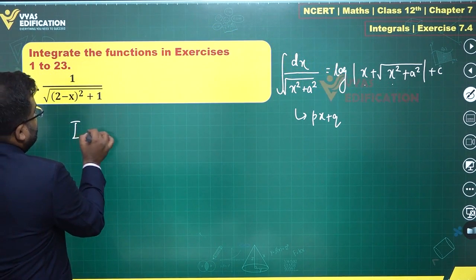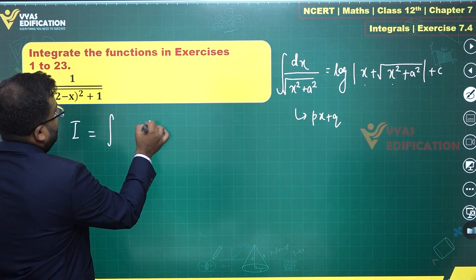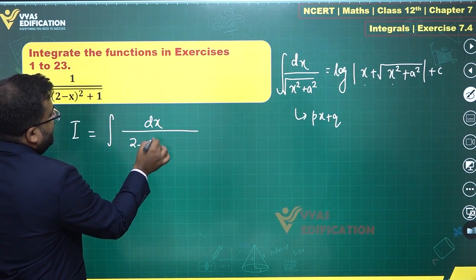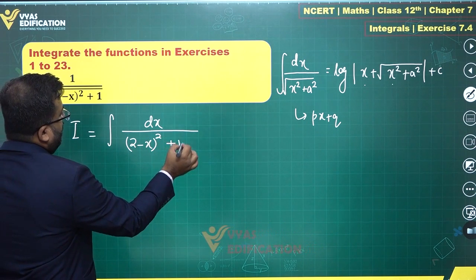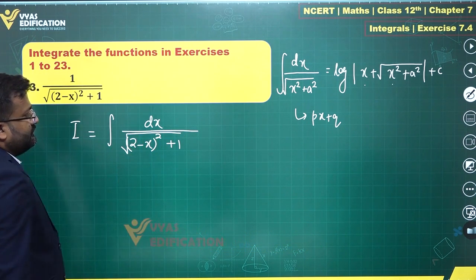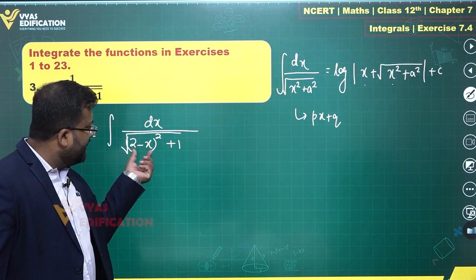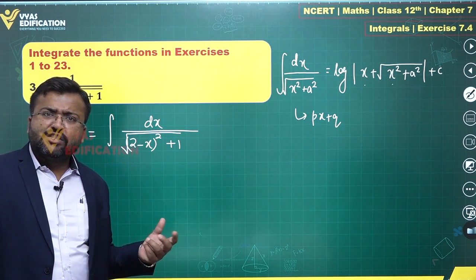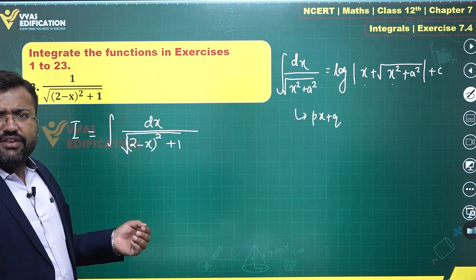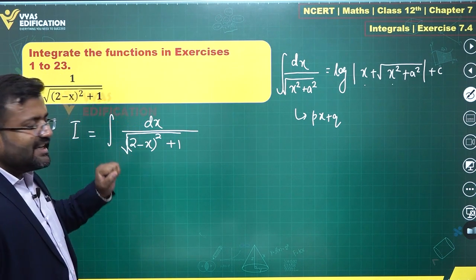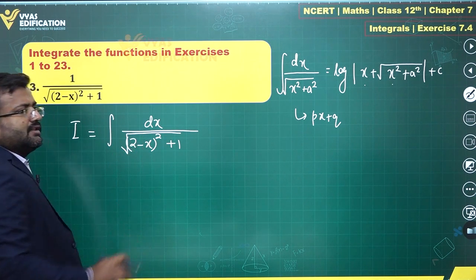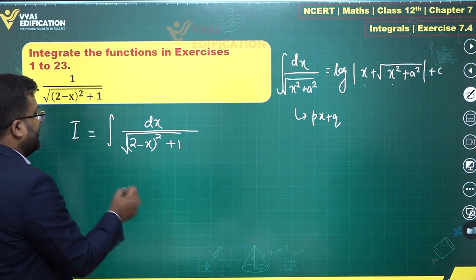So I is equal to integral of this dx over, what is this? This is 2 minus x square plus 1 under root. By the way, this is 2 minus x square. Can I also write it as x minus 2 square? Will that make any difference? No, that will not make much of a difference, right? I can write it as x minus 2 square over here only, or I can solve it like this. If I solve it like this, what will I get?